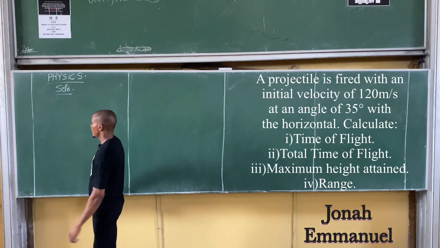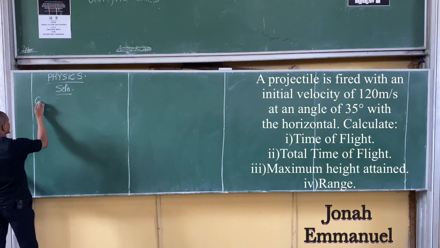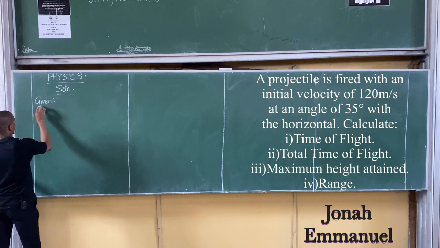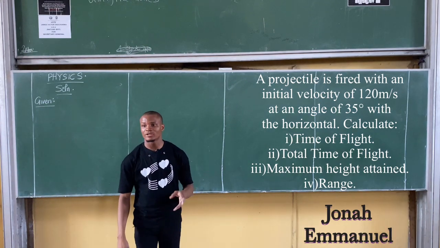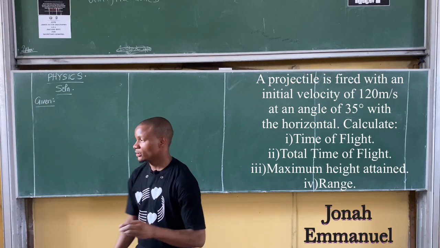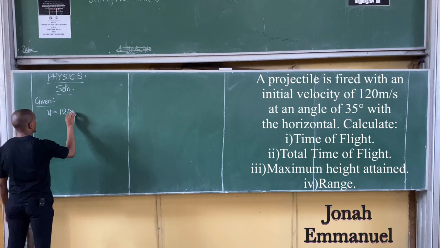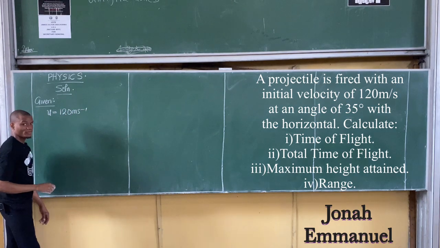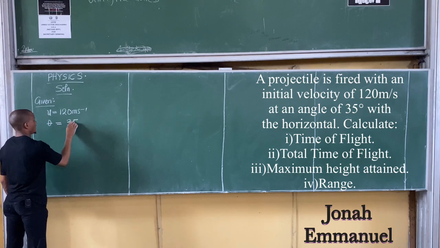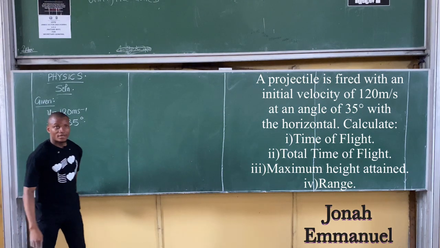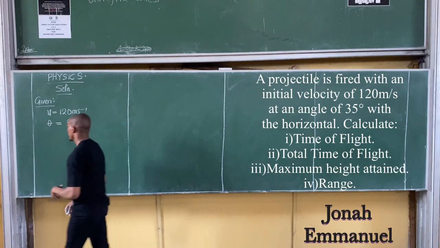Alright, the solution. As usual, my case one will be to list out my given parameters. What am I given there? Two things. That's u, and it's equal to 120 meters per second. Next up, your angle of projection, theta, is 35 degrees. Alright. Now, mind you, I'll show something.